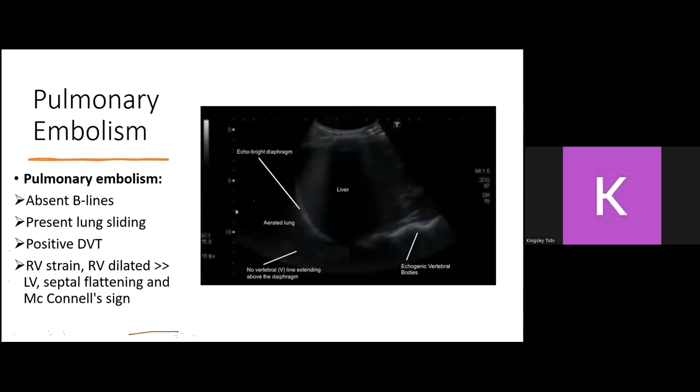Pulmonary embolism can also be diagnosed with lung ultrasound. Here, you will see that there are no B lines, and there's present lung sliding. Then you will do your venous ultrasound for DVT. And when you're able to see a DVT on the venous ultrasound, it's pathognomonic of pulmonary embolism.